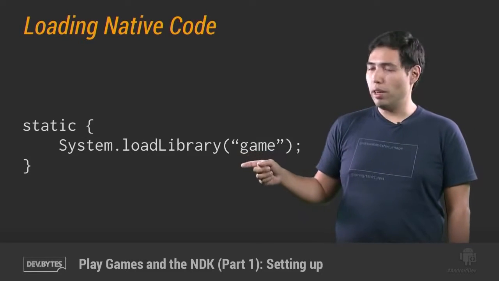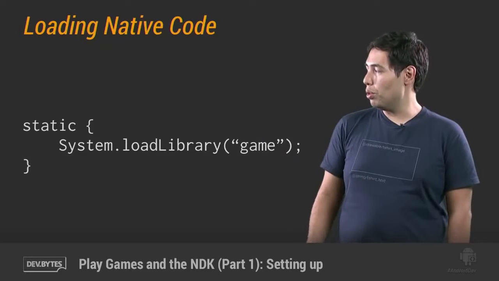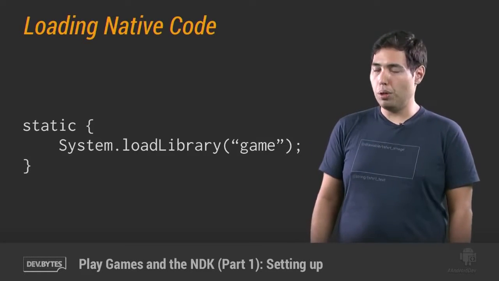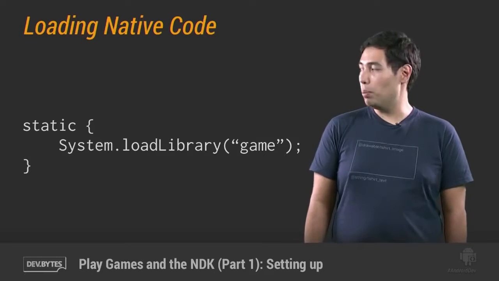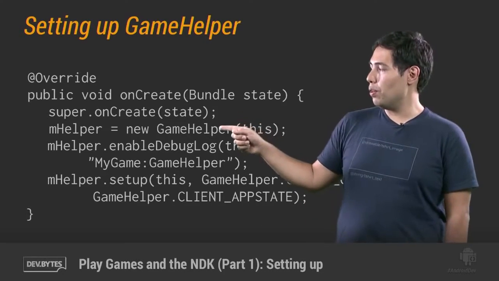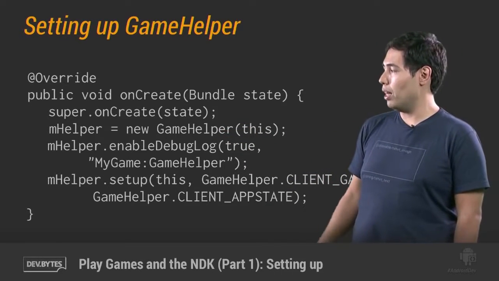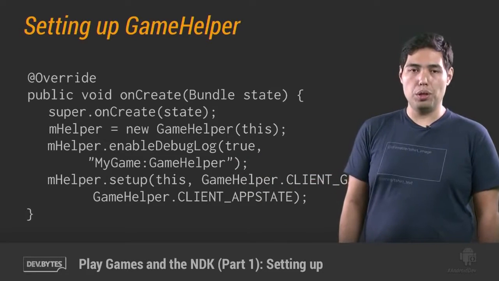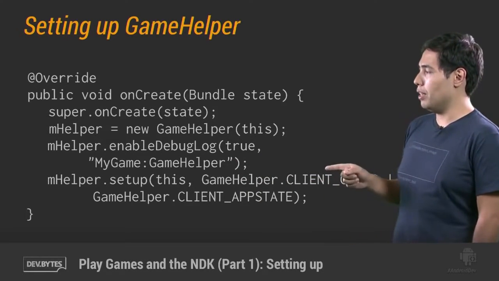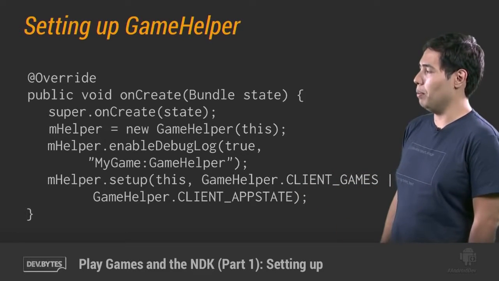To do this, first of all, you want to load your game library because it's an NDK game, so we're loading the game library using System.loadLibrary. Next, we want to hook up the game helper. To do this, for example, when you have onCreate, first of all, you create your game helper here, and then what you have to do is call mHelper.setup, and this is when you do the setup for the game helper. Here we're specifying that we want the games client, and we also want the app state client, and we're going to use those in our game.